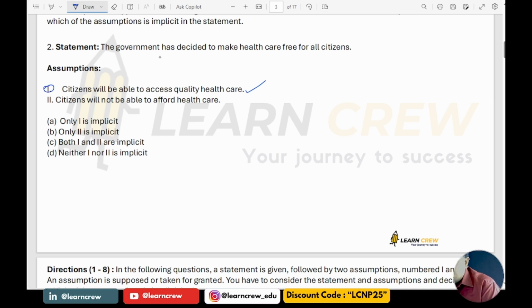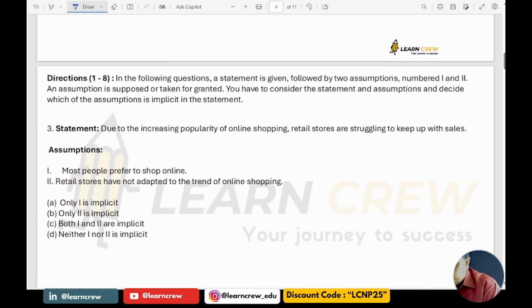Only 1. The government has decided to make healthcare free for all citizens, keeping an assumption that citizens will be able to access quality healthcare. So 1 is implicit. The answer is option A. So remember, an assumption is the base for the statement. What is assumed while delivering the statement is your assumption. So here A is implicit.